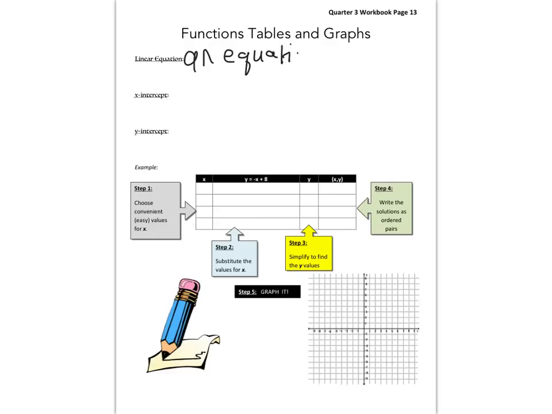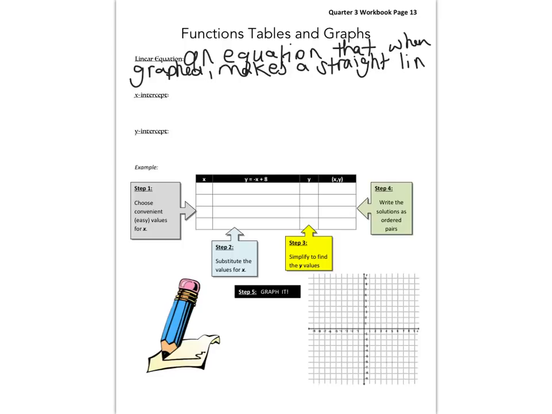Ooh, this is hard to write on. That, when graphed, makes a straight line. That's really hard to write on. It's going to take some practice.